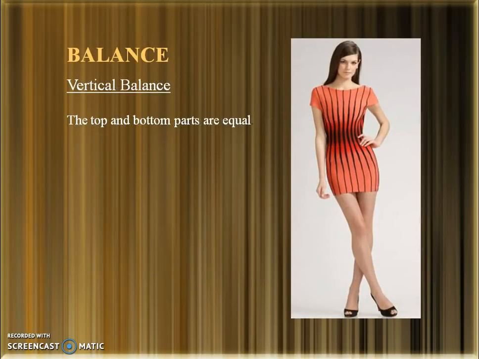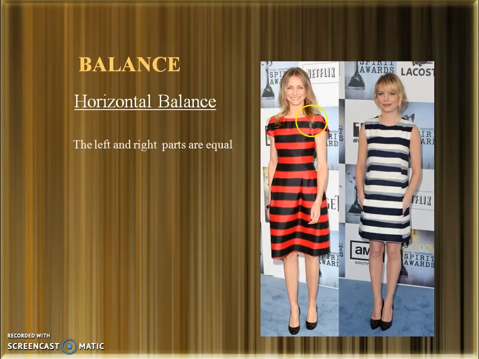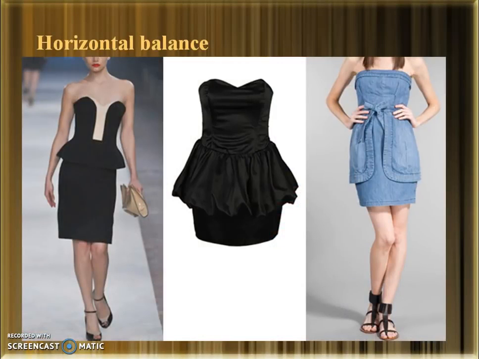Then the vertical balance. It is again a part of formal balance in which the top and the bottom parts are equal. Horizontal balance is a balance in which the left and the right parts are equal. These are the various examples of horizontal balance. If you draw a line, the left and the right side of the dresses are similar, so it gives an appearance of formal balance.